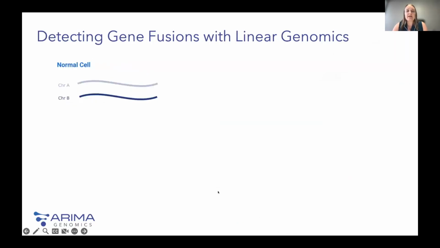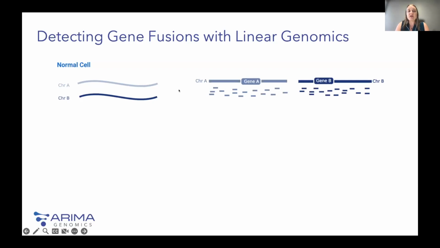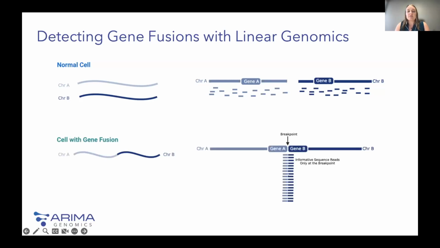So now let's take a step back for a second to understand how we're able to use 3D genomics to identify these structural variants in the genome. If we imagine that we sequence a normal cell, we might get a handful of reads covering a gene located on chromosome A and some covering a gene on chromosome B. If those genes happen to be fused in a cancer cell, then with linear genomics, you are relying on the sequenced reads that span that breakpoint to see evidence of the fusion in these two loci.